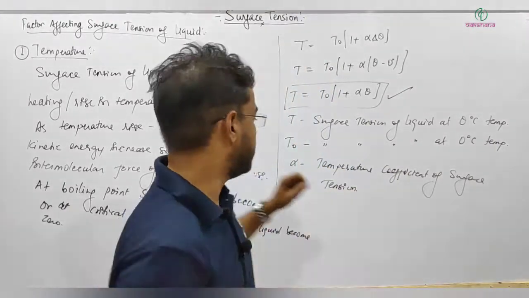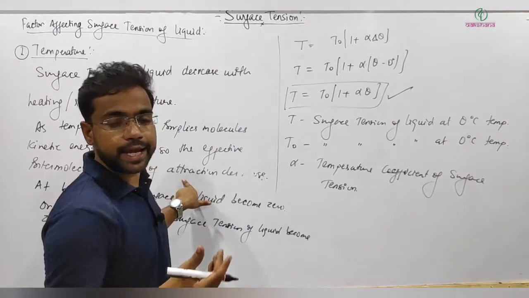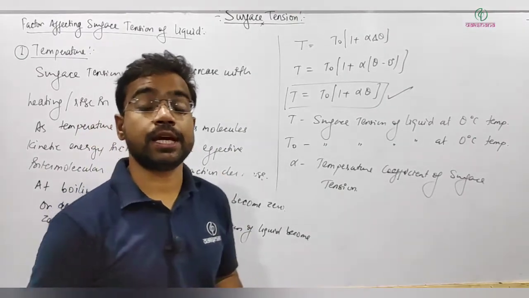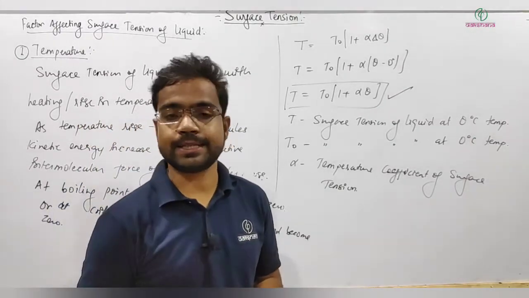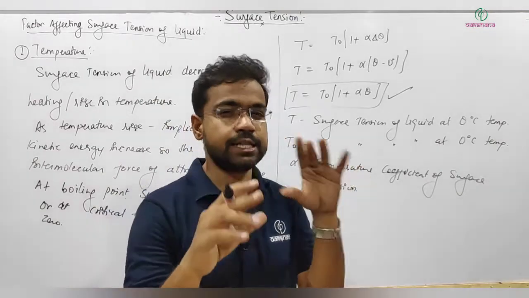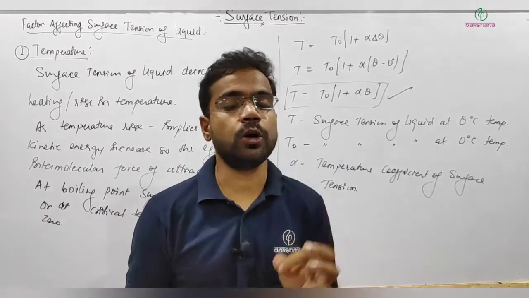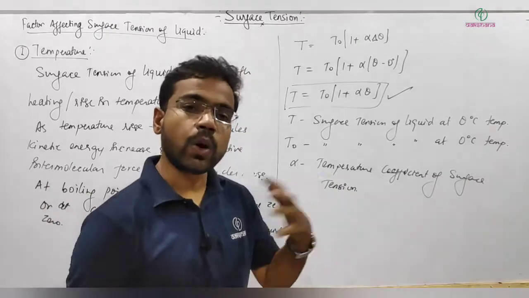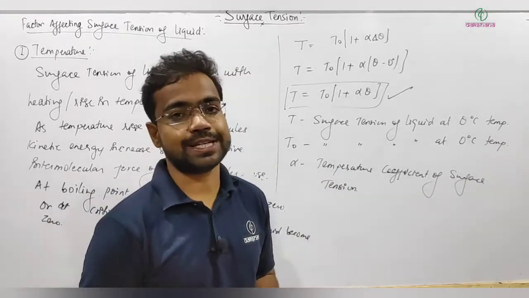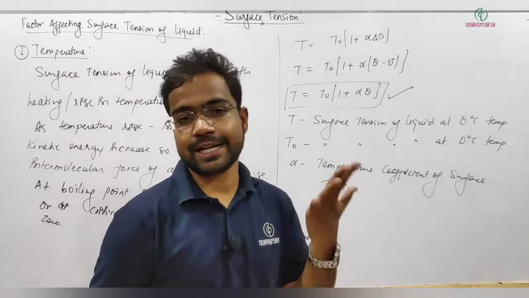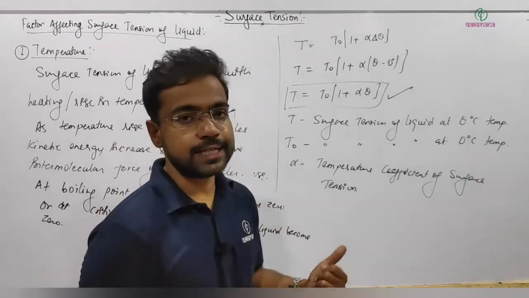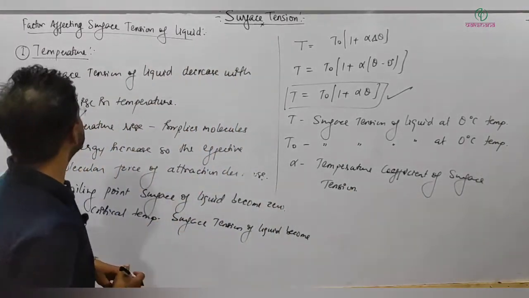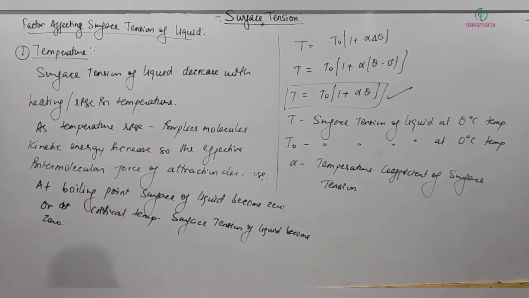The logical point is that you must understand why with rise in temperature surface tension decreases, because surface tension is mainly because of intermolecular force of attraction, and we can easily correlate intermolecular force of attraction with the temperature. Temperature rises, intermolecular force of attraction decreases. And the next factor which affects the surface tension is called impurities.